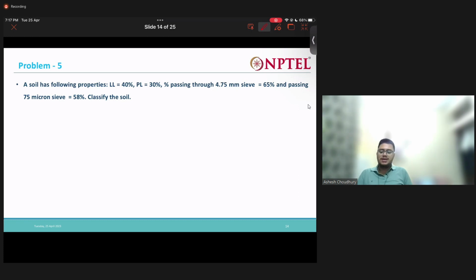Also, sometimes there are cases where we have dual classification. You might have dual classification where both terms are in terms of fine fraction, like CL-ML, or the first part can be in terms of the coarse fraction and the second part in terms of the fine fraction, right? Such as GC, clayey gravel, like that, right? We had studied all those things.